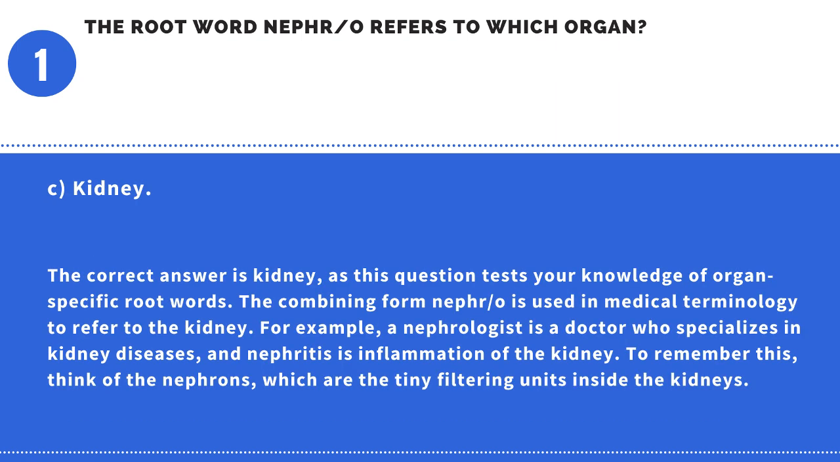Answer: C. Kidney. The correct answer is kidney, as this question tests your knowledge of organ-specific root words. The combining form nephr/o is used in medical terminology to refer to the kidney. For example, a nephrologist is a doctor who specializes in kidney diseases, and nephritis is inflammation of the kidney. To remember this, think of the nephrons, which are the tiny filtering units inside the kidneys.